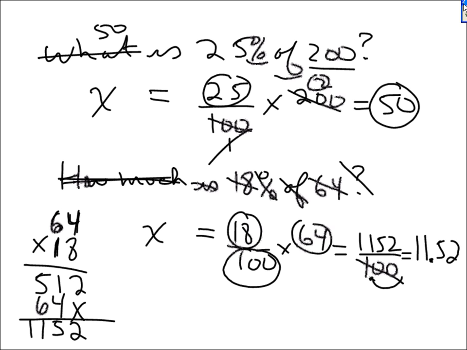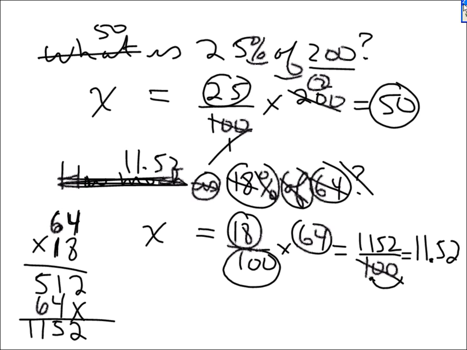11.52 is 18% of 64. Somebody asks you, what is 18% of 64? You say, oh, 11.52 is 18% of 64.